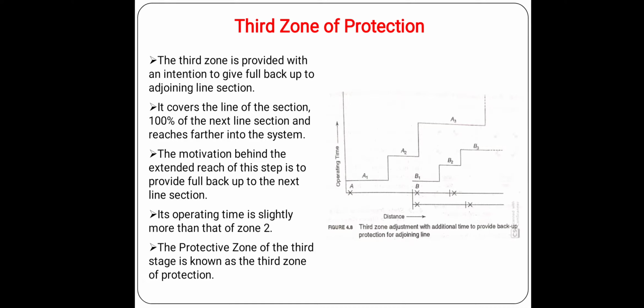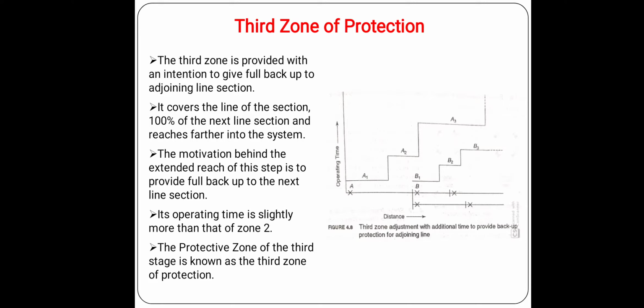Now, what is the setting of the third zone? The setting of the third zone covers the first line, that is the protected line, plus the longest second line, plus 25% of the third line. That means it covers the first zone of protection, the longest second zone of protection, and 25% of the third line of protection. The time delay for the third unit is usually approximately 0.4 second to 1 second.